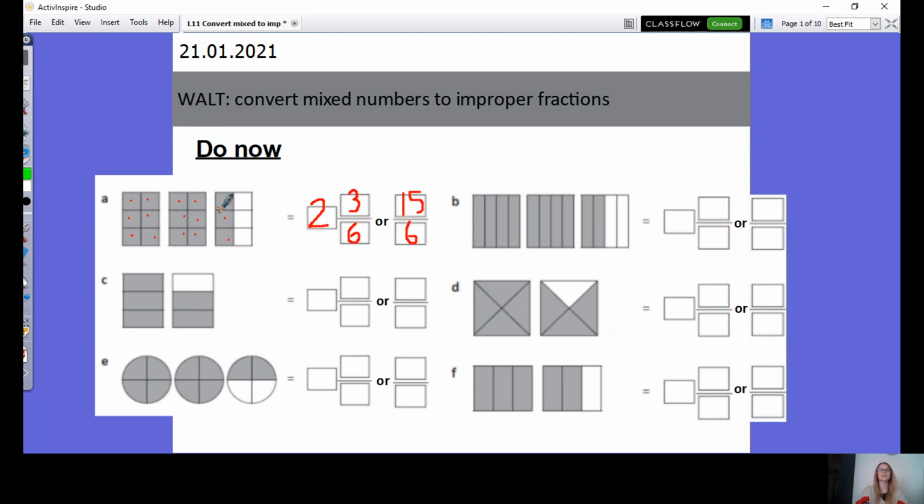So I would like you to complete that for the rest of the representations, writing your answers down, and then when you're ready, come back and check before we move on. Off you go.